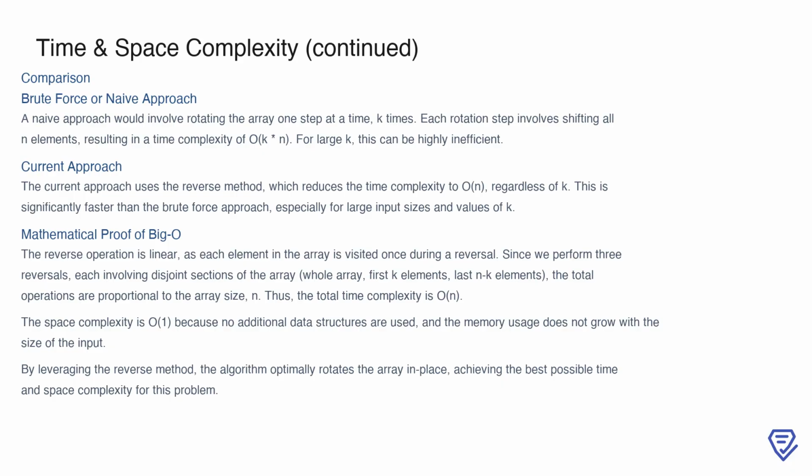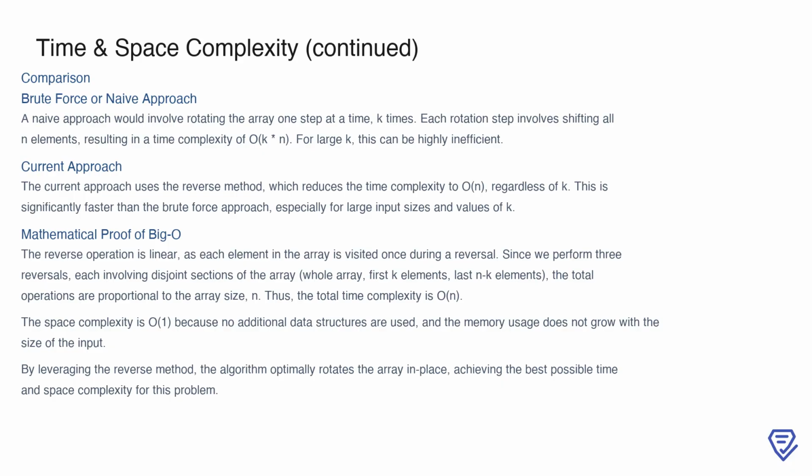To mathematically prove this, note that the reverse operation is linear, as each element is visited once during a reversal. Since we perform 3 reversals on disjoint sections of the array, first the whole array, then the first k elements, and finally the last n-k elements, the total operations are proportional to the size of the array, n.